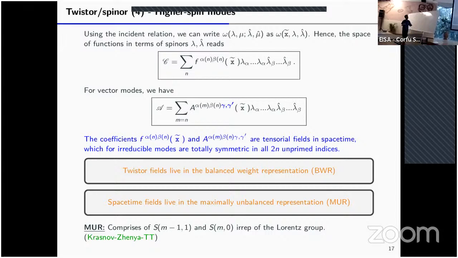So what we observe in our construction is the following. The fields that live on twistor space will live in balanced representation, meaning that you will have balanced polynomials in terms of lambda and lambda hat. However, when you remove the fiber coordinates, which are lambda and lambda hat here, the space-time fields will live in something called the maximally unbalanced representations. And this was previously studied in this paper.